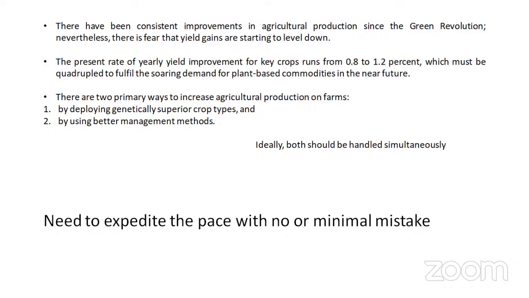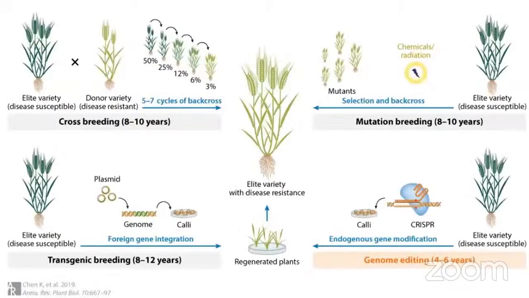Okay, the need of the day is that we have to speed up the process. We have to speed up this plant breeding process, this artificial evolution process, but with no or minimal mistake. This is very important. We have to speed up the process, but we shouldn't make any kind of mistake, or waste much time. Okay, so this is very important. That means time management with no or minimal mistake, without any error, we have to manage the time.